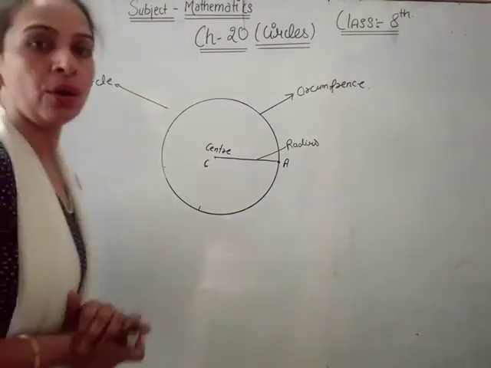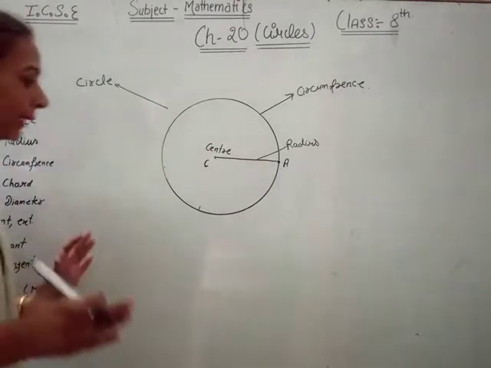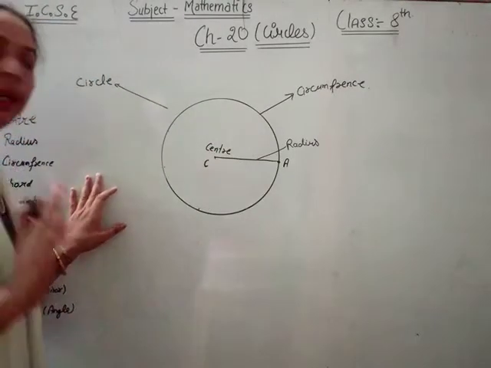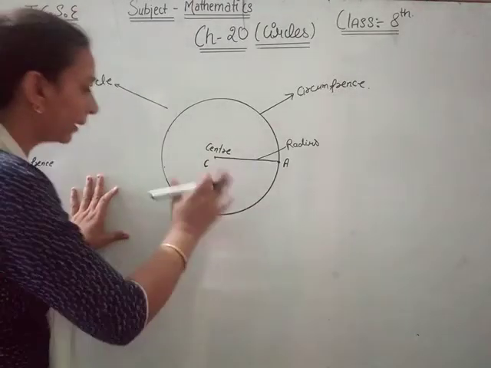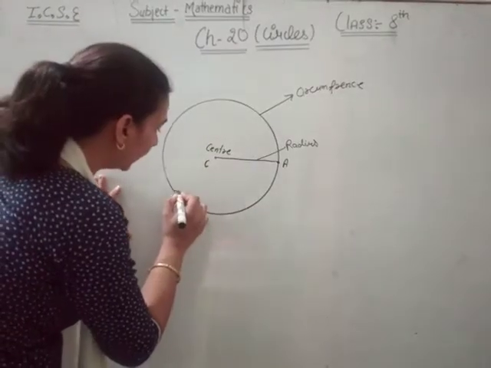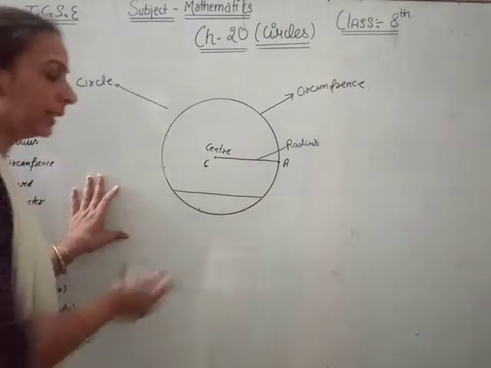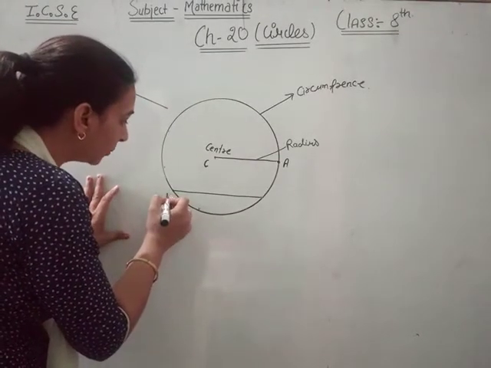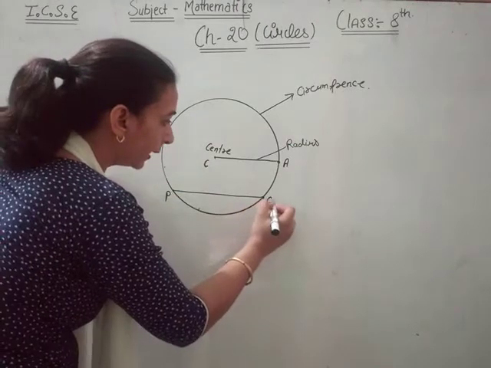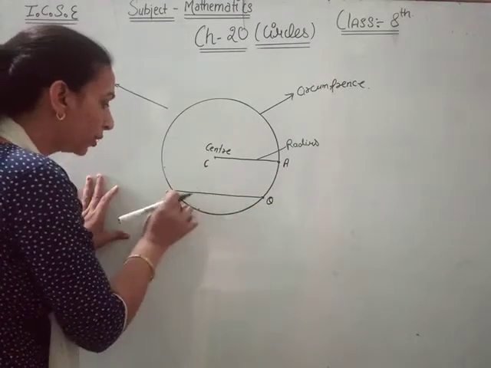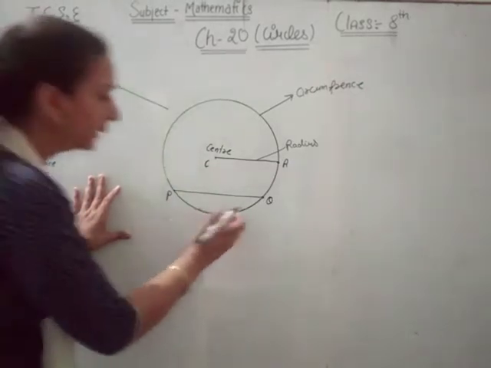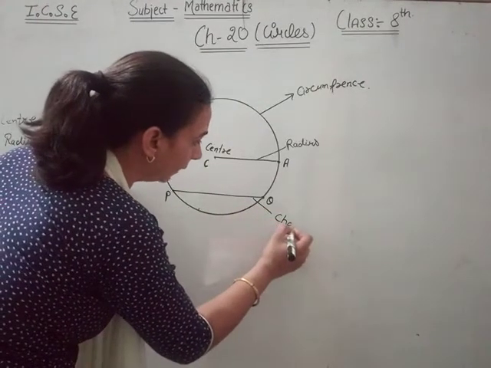Next is a chord. A line segment whose two end points lie on the circumference of the circle. For example, if this is a line segment whose two end points are, let this point be P and this point be Q, a line segment whose two end points lie on the circumference of the circle, then this is a chord of the circle.